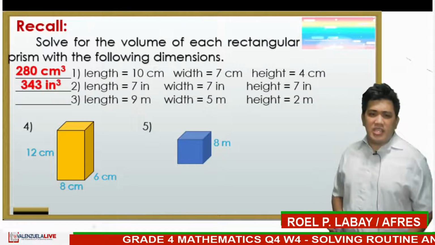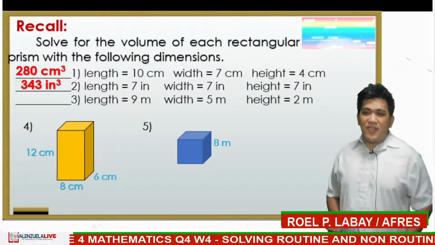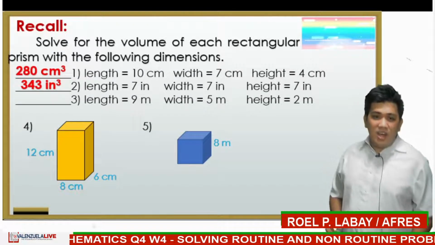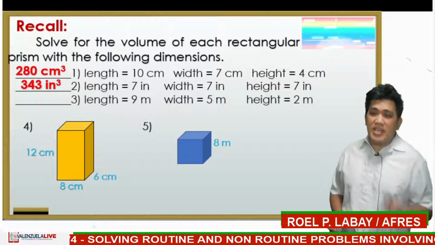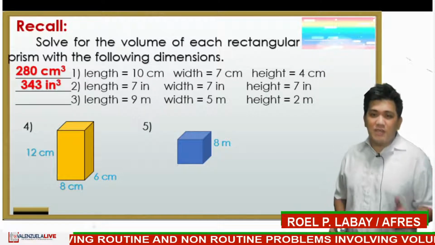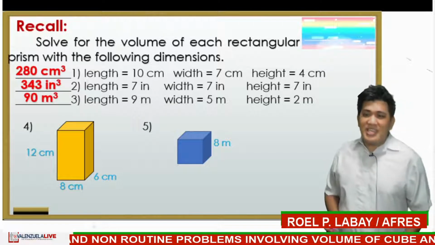How about number 3? We have here the length of 9 meters, width of 5 meters, and a height of 2 meters. So, to get the volume, we multiply 9, 5, and 2. So, 9 times 5 times 2, the answer is 90 cubic meters.